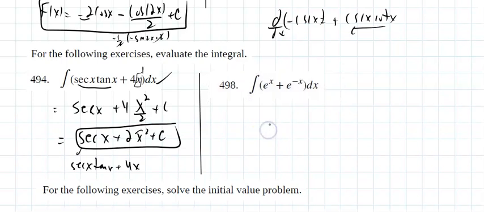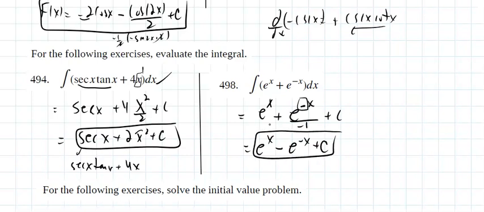Let's see. What do you take a derivative of to get e to the x? E to the x. What do you take a derivative of to get e to the negative x? Well, this is negative x. Since that's a constant, I divide by that, and that's the catch. So that will be e to the x minus e to the minus x plus c. Take a derivative of this, you'll get that.